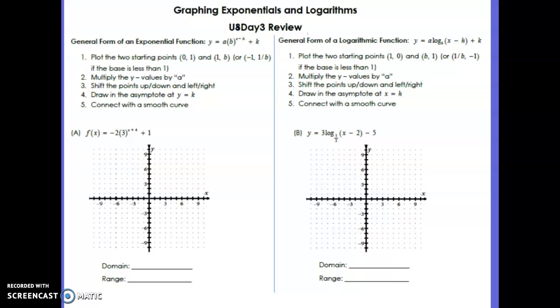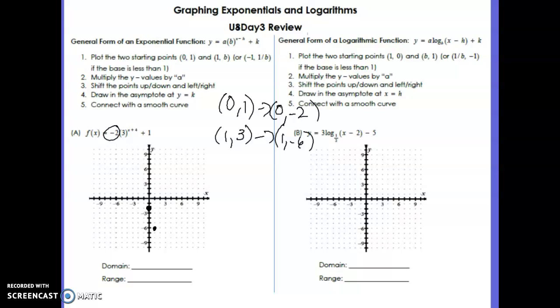For the parent function, I have my two points at 0, 1 and 1, base, and the base is 3. Then we take those y values and multiply them by this -2 in front. So where are they going to go? They're going to go to 0, -2 and 1, -6. That's where I'm going to start with graphing. You can graph the original parent function points, but I usually don't. So there's 0, -2, and then there's 1, -6.